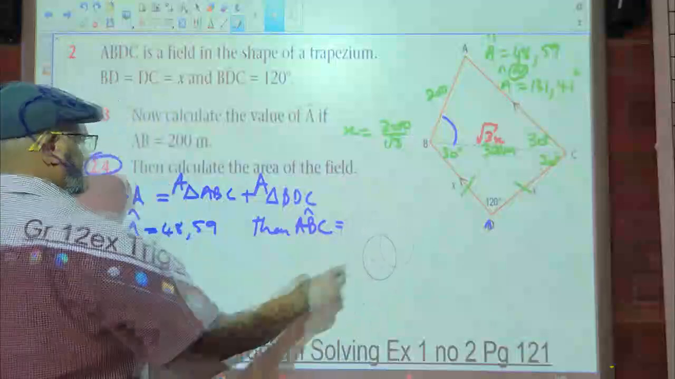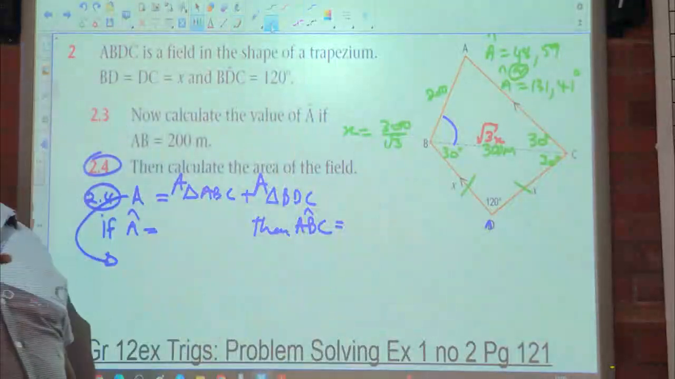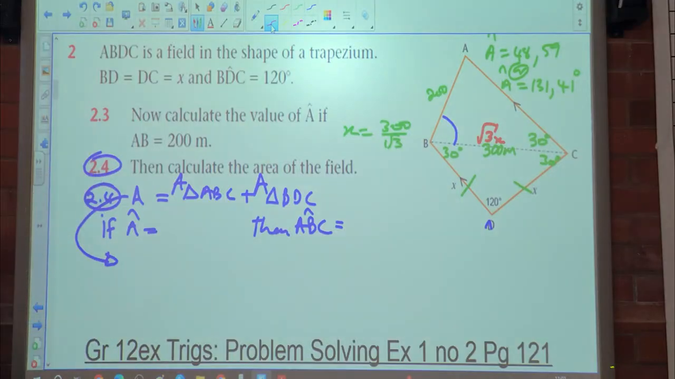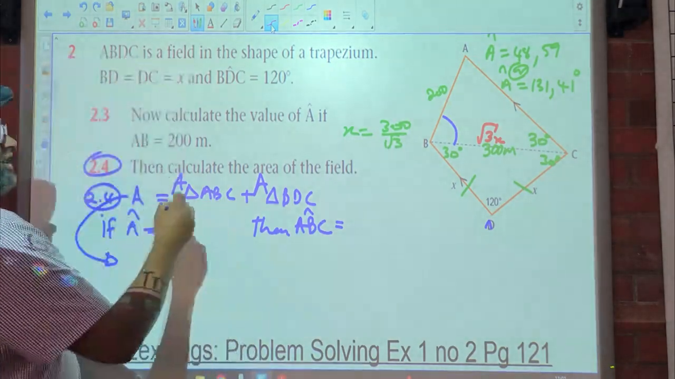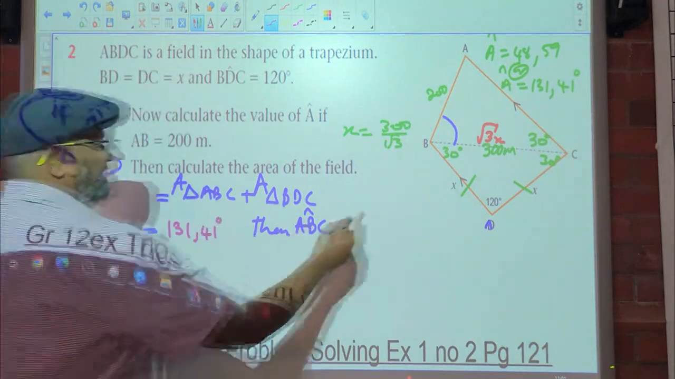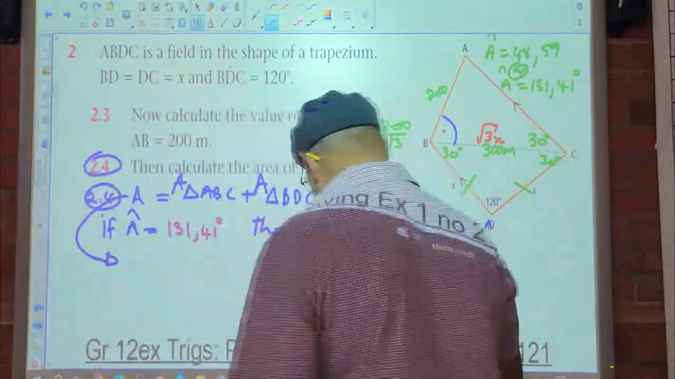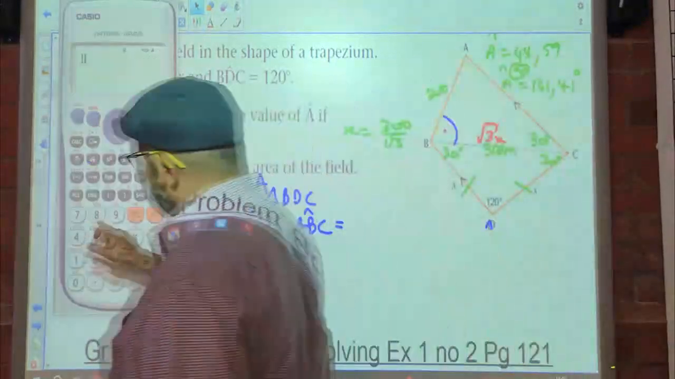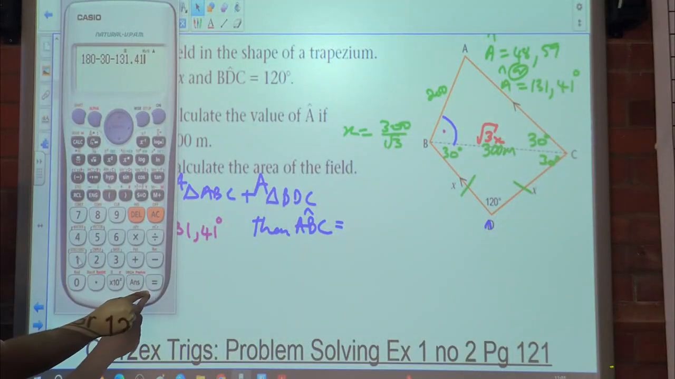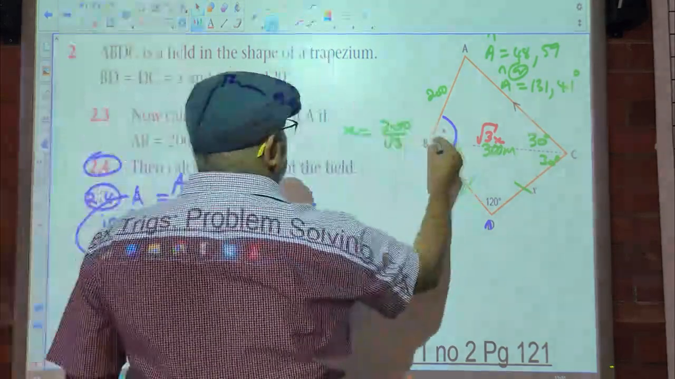Remember, they didn't tell us that A is obtuse or A is acute. If they had told us that, then we could have eliminated one of the solutions. Because it didn't, we have to go all the way. So if A is 131.41, then what is this angle here? It will be 180 minus 30 minus 131.41, which gives us 18.59. 18.59.